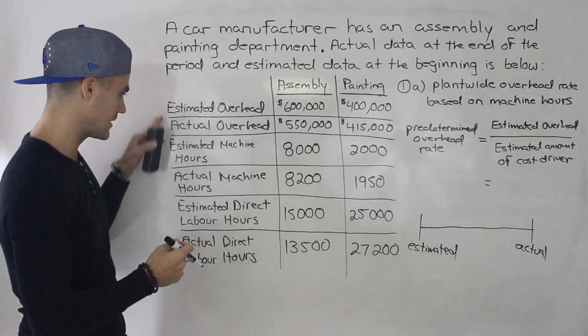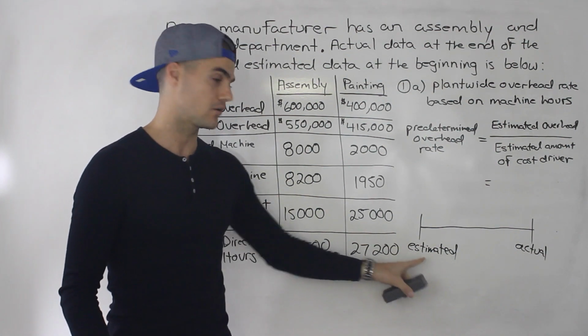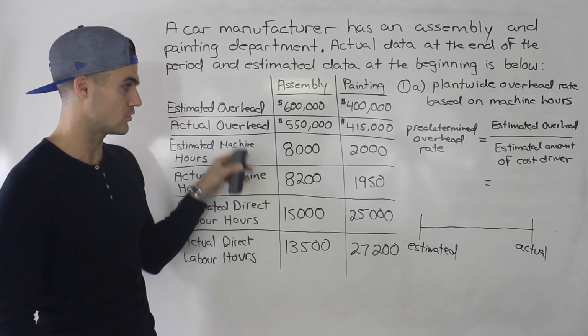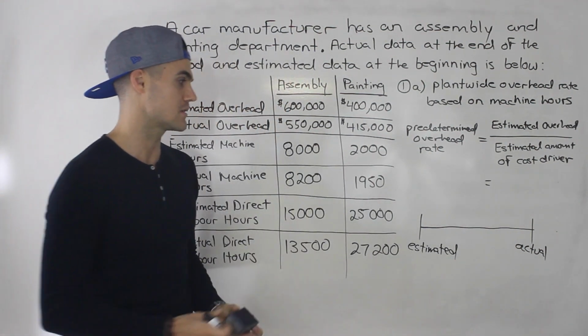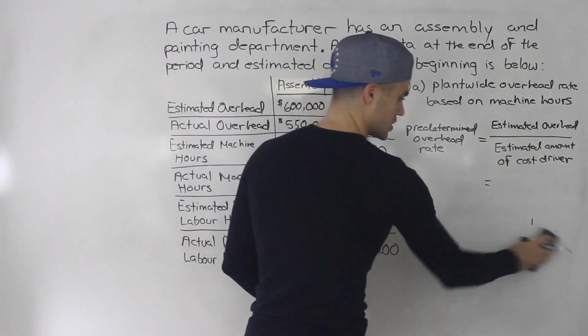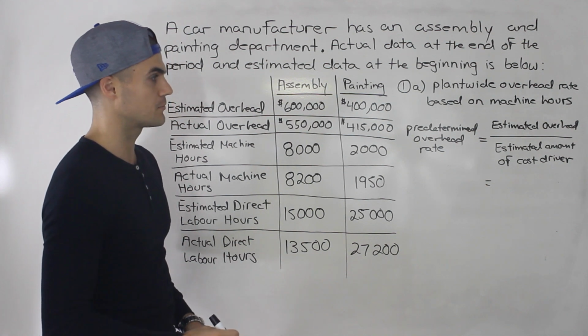So all these estimated rows, they're all happening at the beginning of the period. All the actual rows, all the actual data, we get at the end. So thought I would mention that as a differentiator. So let's calculate this predetermined overhead rate.